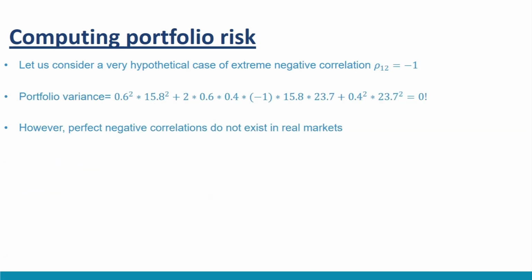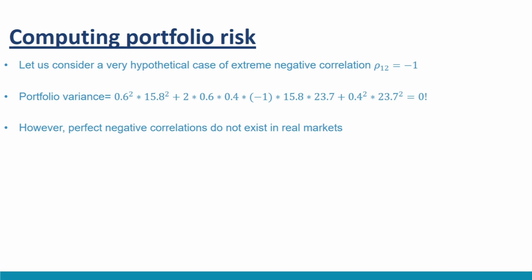Let us consider a very hypothetical case of extreme negative correlation, that is rho 1 2 equal to -1. In this case, the portfolio variance is computed as shown here, that is portfolio variance equal to 0.6 raised to the power 2 into 15.8 raised to the power 2 plus 2 into 0.6 into 0.4 into -1 into 15.8 into 23.7 plus 0.4 raised to the power 2 into 23.7 raised to the power 2 equal to 0. In a theoretical world where a perfect negative correlation is available, there is a set of security weights that result in zero variance risk. However, perfect negative correlations do not exist in real markets.